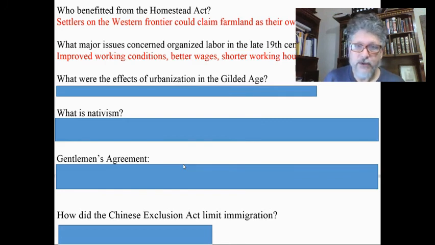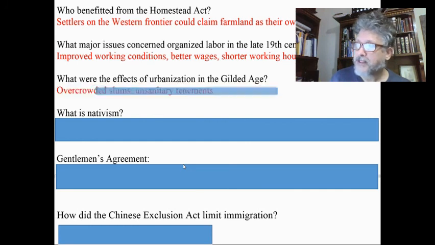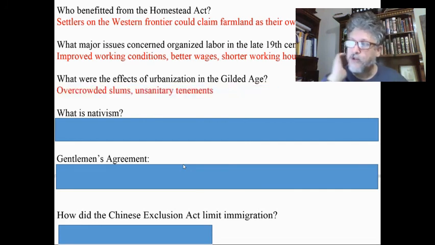We're going to do one more answer and then we'll finish for the day, and I'll let you do the rest over the rest of the week. But the effects of urbanization in the Gilded Age were overcrowded slums. These were very, very crowded areas of town during this period of time. They had unsanitary conditions, not a very good place or way to live in the big cities during the Gilded Age. Remember we talked about it.